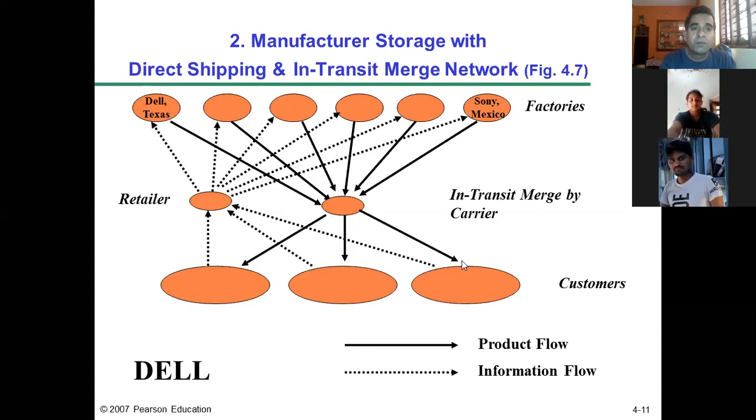Dell reduces the cost of transportation by using this type of distribution network, which is called manufacturer storage with direct shipping and in-transit merge. This is the in-transit merge, where the monitor sent from Sony Mexico and the remaining parts of the computer, like mouse, keyboard and CPU, sent from Dell in Texas, are bound into a single package, and a single delivery is made to the customer. If you have any query, you can ask it when I give a break for questions.